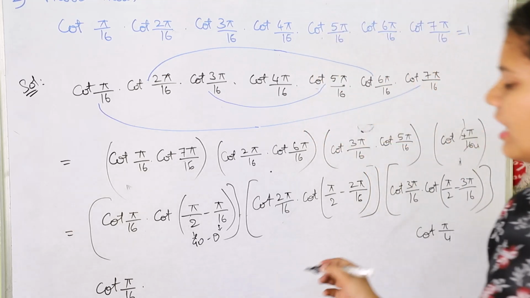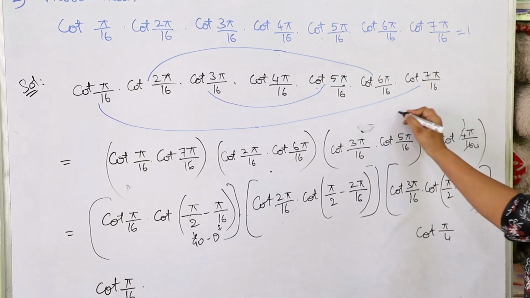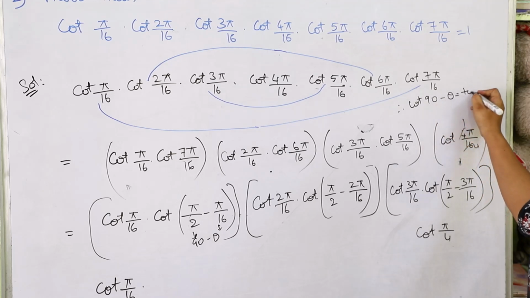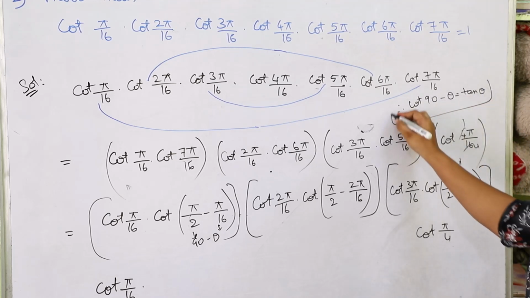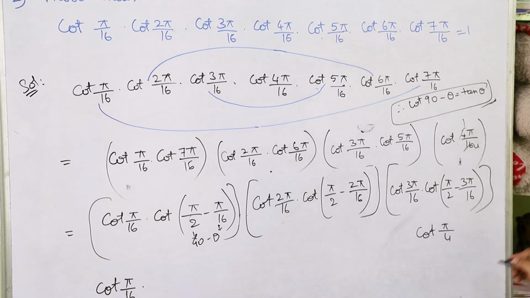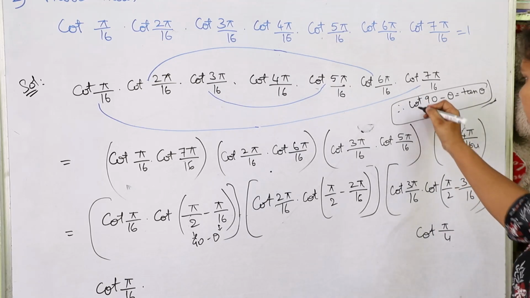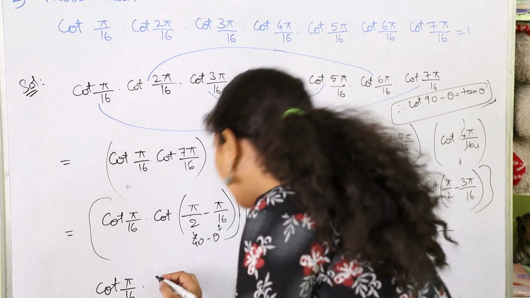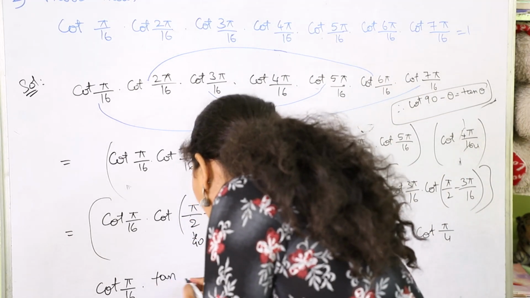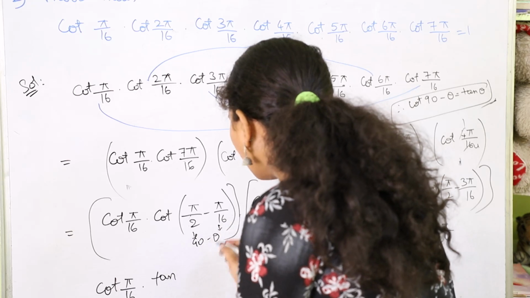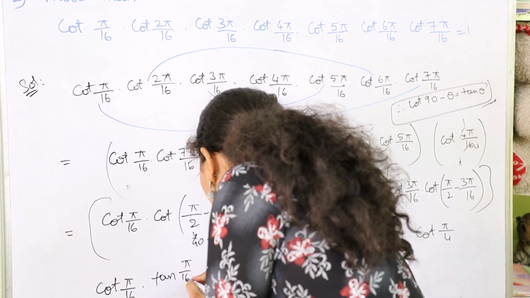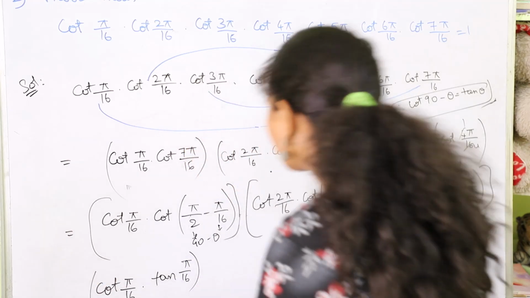So cot 90 minus theta, how much? Cot 90 minus theta is equal to tan theta, right? We know this identity. Cot 90 minus theta is equal to tan theta. So just write it down. Now here, instead of cot, I can write this as tan 90 minus theta, which is tan theta. So theta over here is pi by 60. Clear?